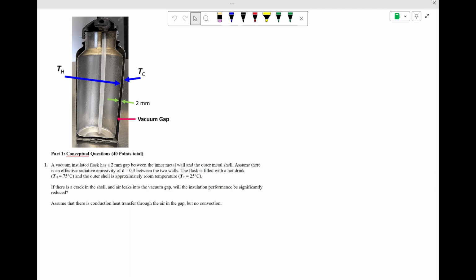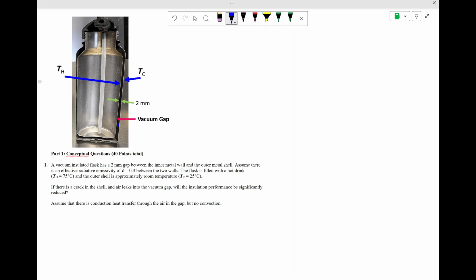So one important feature that makes this flask work is that there's a vacuum gap between the inner wall and the outer wall, and if that is properly evacuated, the only significant mechanism of heat transfer there is radiation, which can be relatively small near room temperature or near the temperatures you might encounter here. So the question is, what happens if this is filled up with a hot drink?